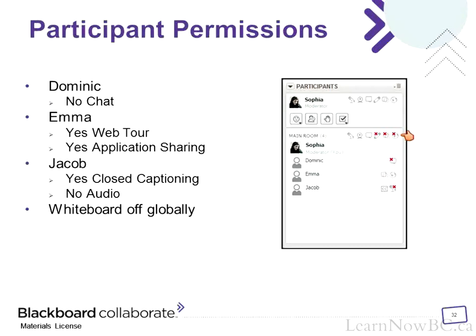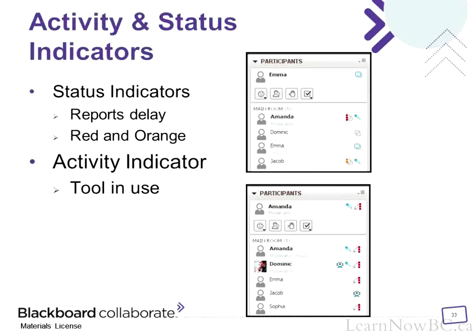Everybody else does not have application share and web tour, but Emma has them. Notice she has them because they show up next to her name without a red X, meaning that that is a non-default tool that has been given to her. Okay, Jacob has had a default tool removed. He's had his audio privilege removed, but he has been given the permission to close caption. So that's how you decipher who has what in a class. Does anybody have any questions about that so far?